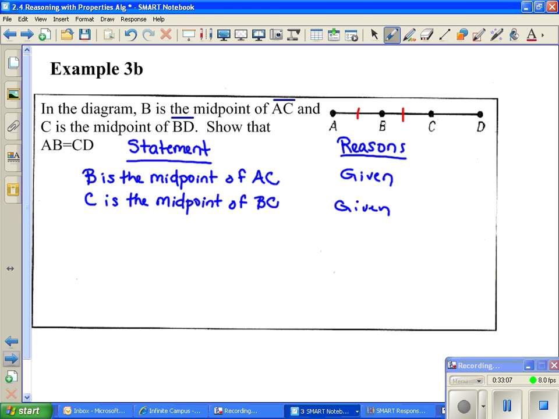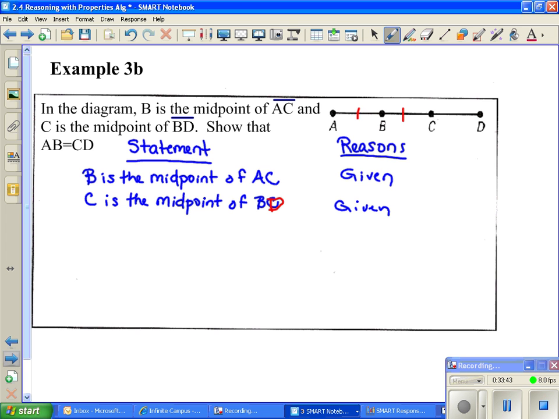C is the midpoint of BC. It's supposed to be BD. Excuse me, thank you. It's supposed to be BD right here. So C is the midpoint of BD. All right, so we know that AB and BC are congruent. They're the same measurements. What else do we know? CD and AC are. Okay, and so you know, careful, you know that BD, say it again. BD is equal to AC. How do you know that?